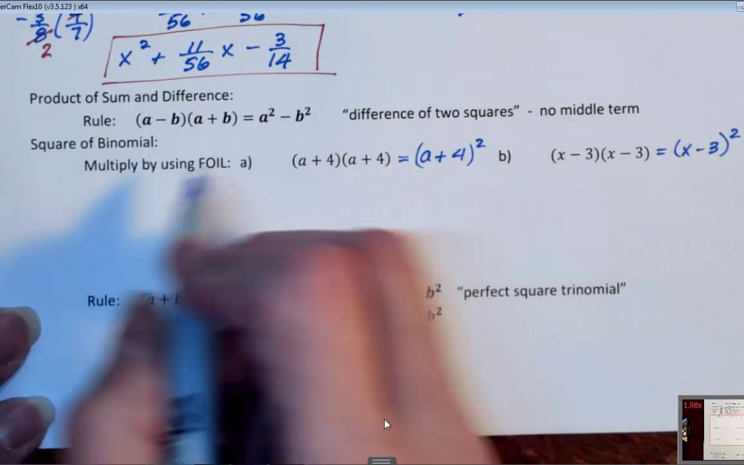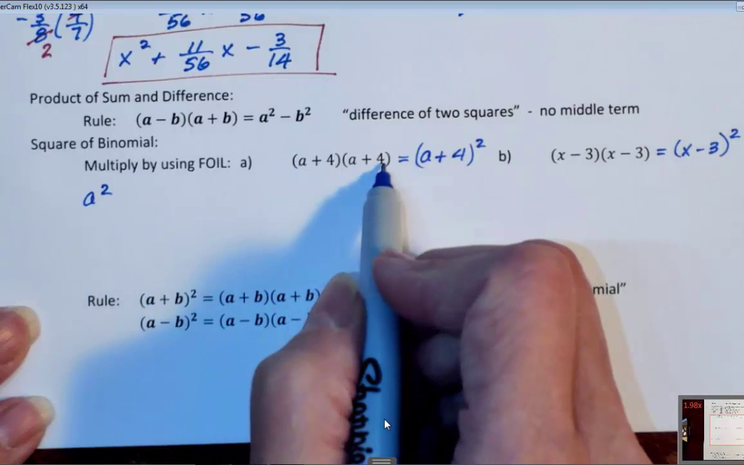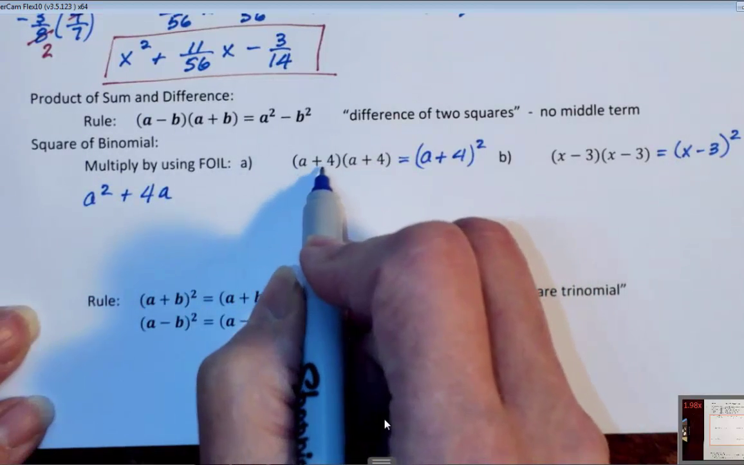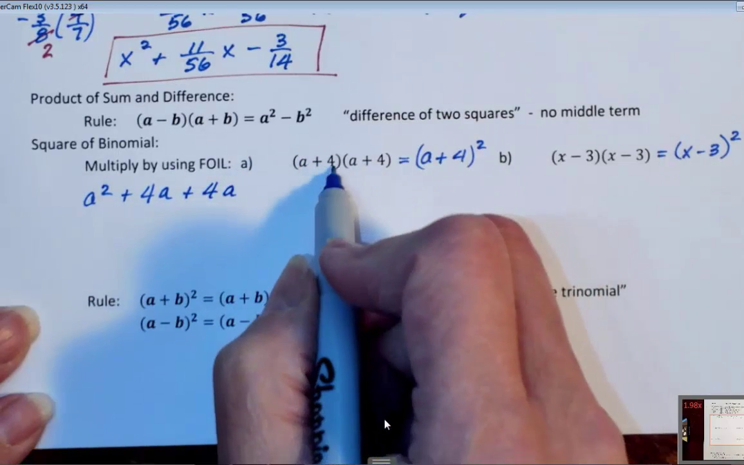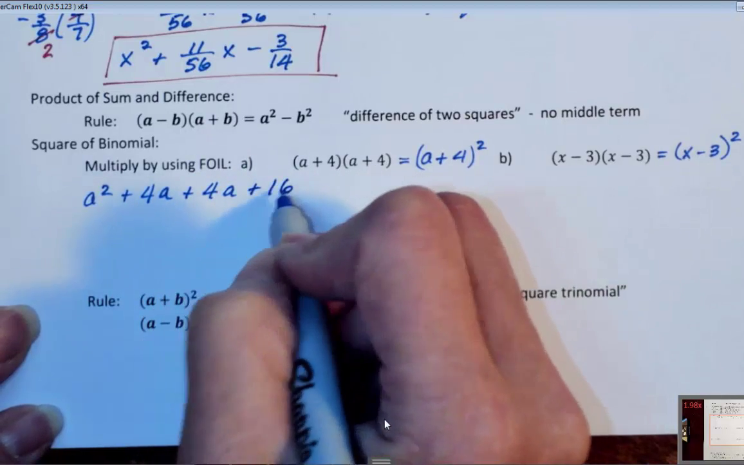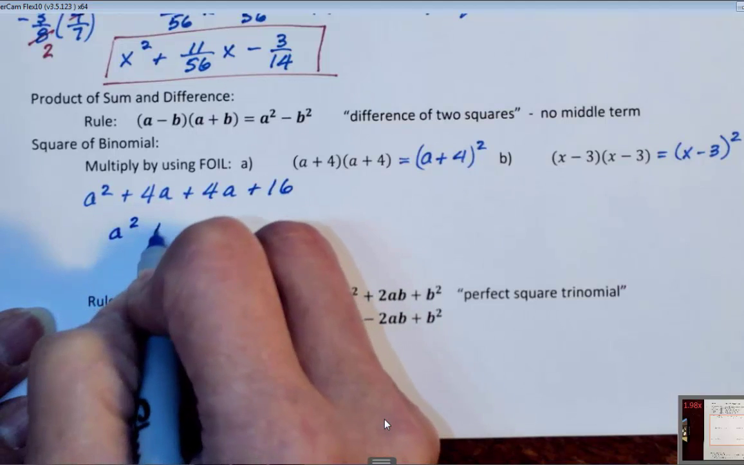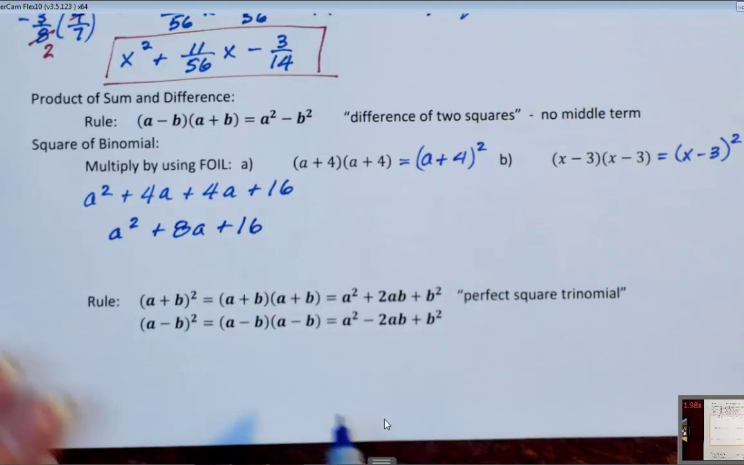First terms is going to be a squared. Outer terms is going to be a times 4, which is 4a. Inner terms is going to be 4 times a, which is 4a. Last terms is going to be 4 times 4, which is 16. Then simplifying and combining my like terms, a squared plus 8a plus 16.